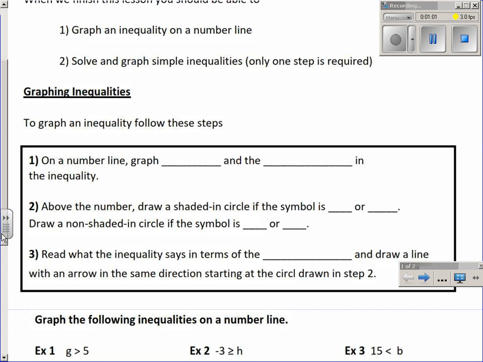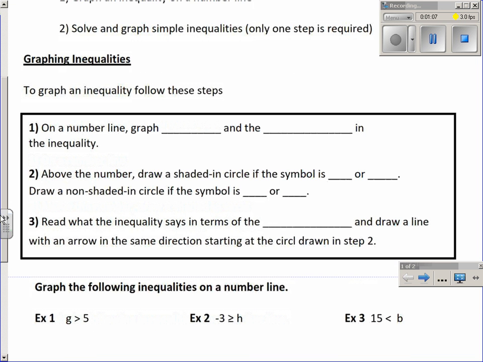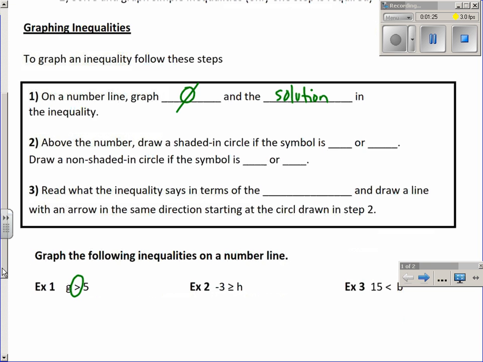All right, so if we were to graph an inequality, like example 1 here, where we're told the value of g is greater than 5, what we would do first is we would graph 0 and the solution in the inequality. So we're going to create a number line here, and we're going to put in 0 and then the solution of 5. Step 1, done.